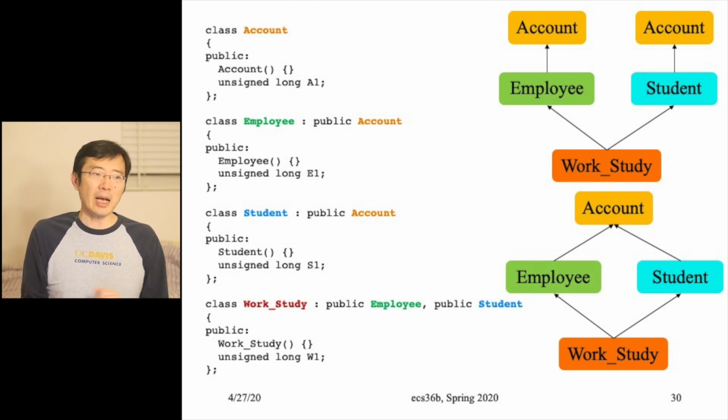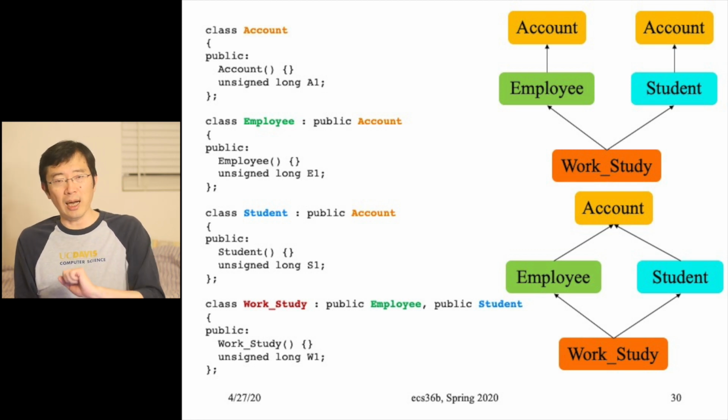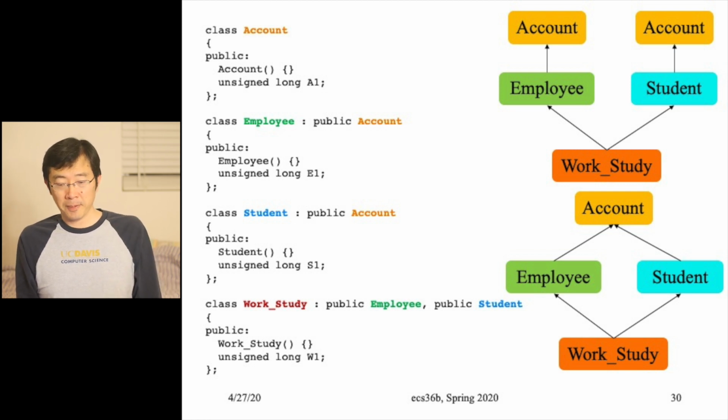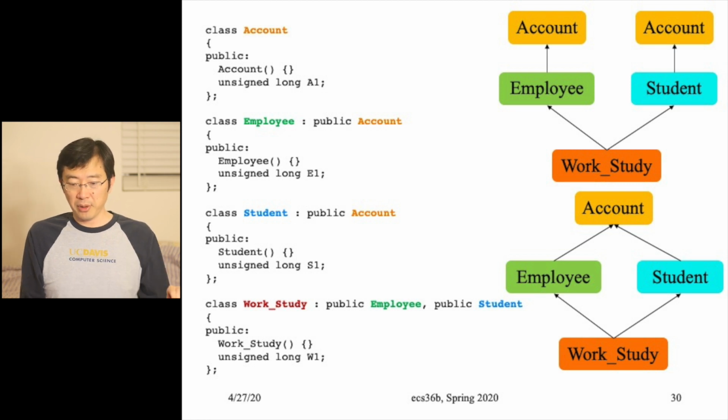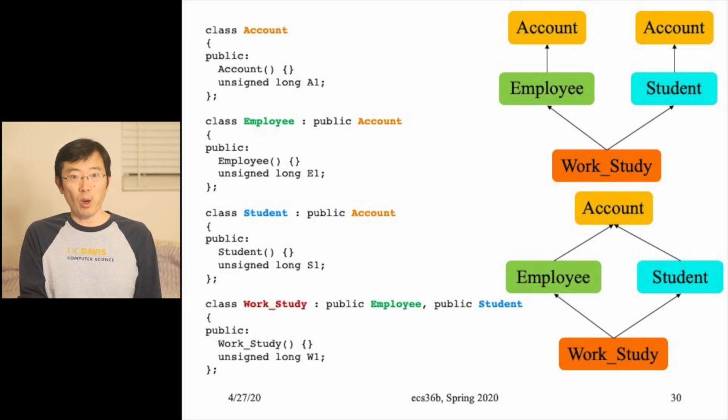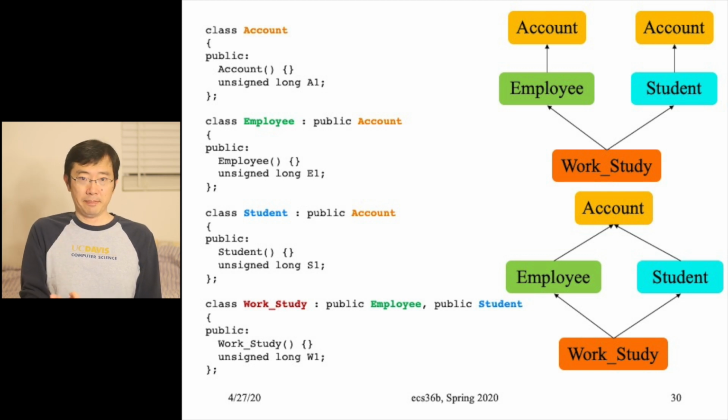In fact, it depends on the application which one is more appropriate. For example, if the account represents an email account at UC Davis, then a work study student, who is both an employee and a student, should certainly have only one account. It means that the account should only have one copy.